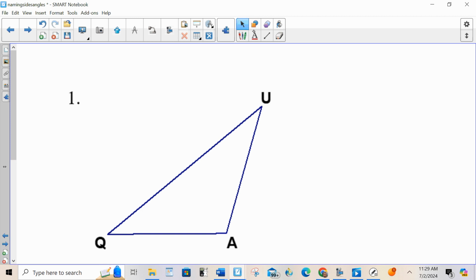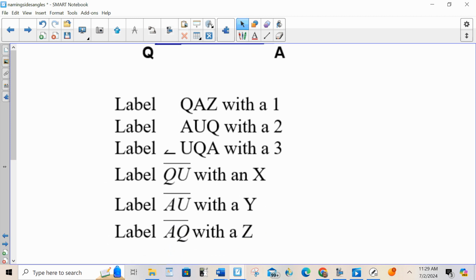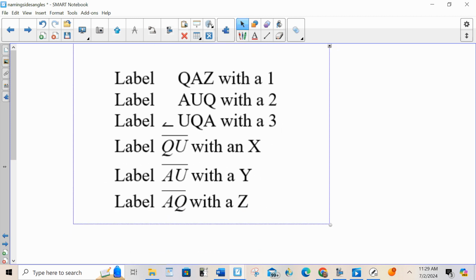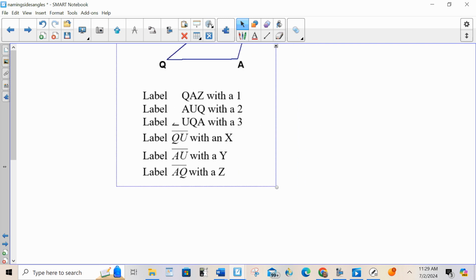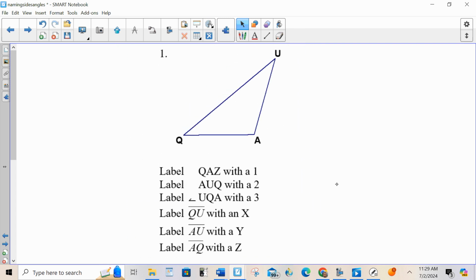So, number one, it's just getting practice identifying the difference between what a side is, what an angle is, and identifying what your side or angle is. So it says to label angle QAZ with a 1. So for naming angles, the most important thing is that you understand that the vertex is the middle letter. So QAZ, A is the middle letter, A is the vertex.